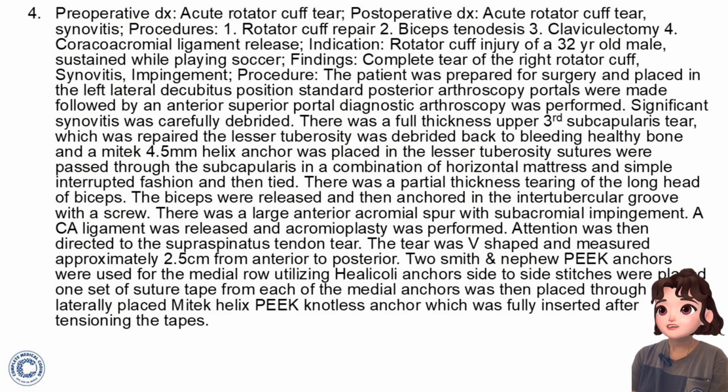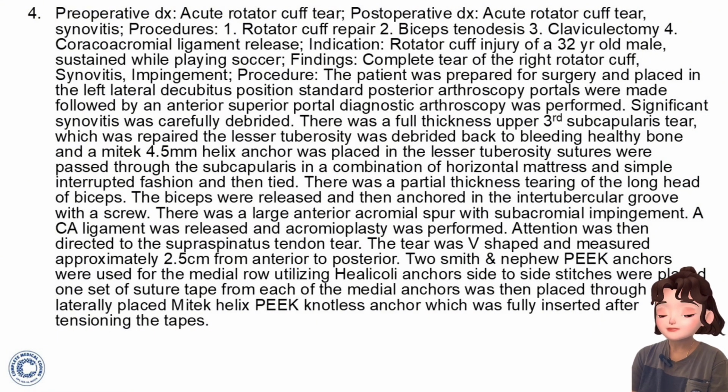I'll read it out for you. Procedures: first procedure, rotator cuff repair. Second procedure, biceps tenodesis. Third, claviculectomy. And fourth, acromial ligament release. So these are the procedures you have to mark here. Indication: rotator cuff injury of a 32-year-old male sustained while playing soccer. Findings: complete tear of the right rotator cuff, synovitis, impingement.